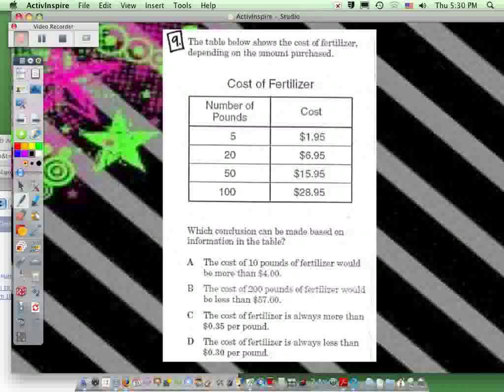All right, here. I don't like number 9. Go ahead and go through A, B, C, and D and see which one is true. That's very simple.